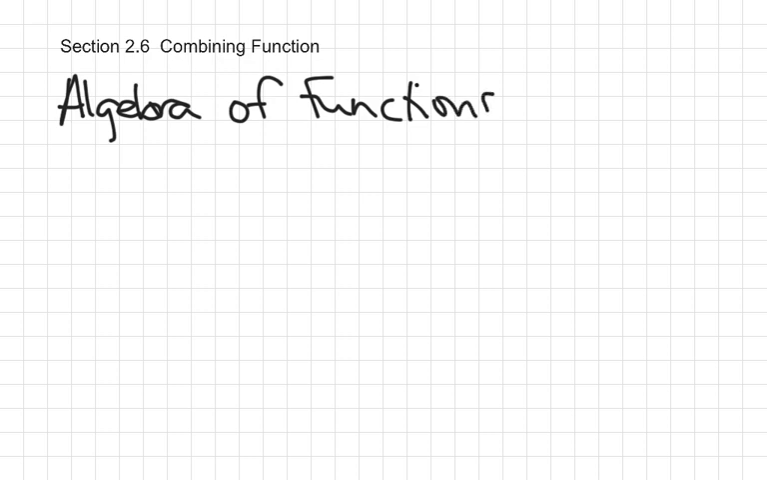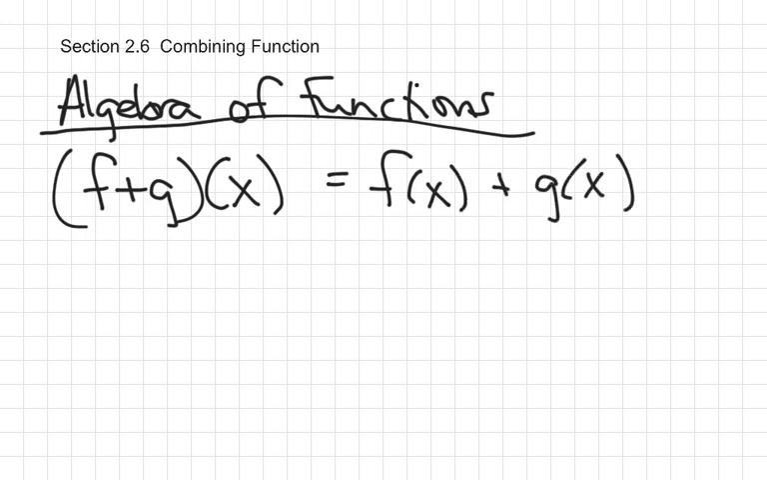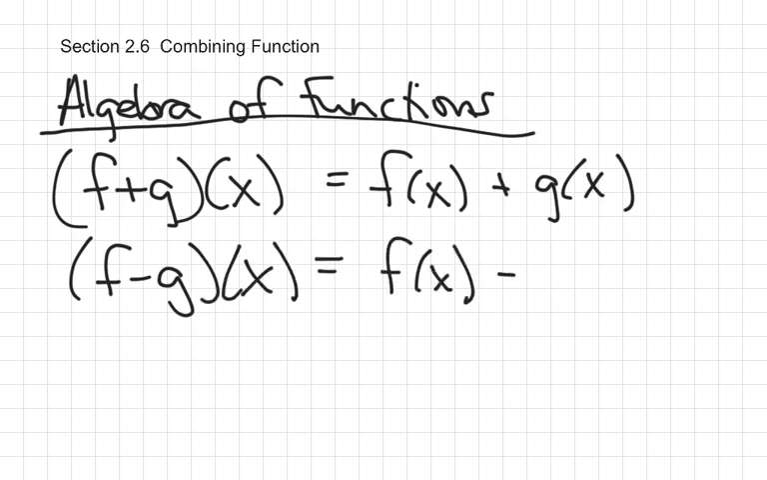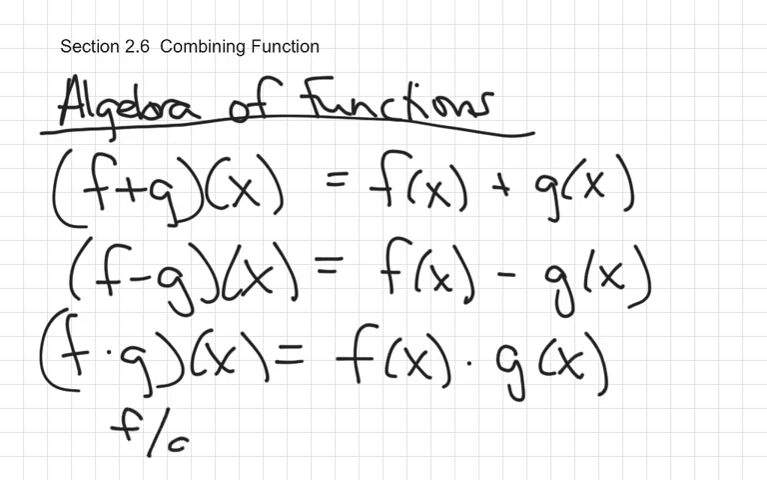When I ask you to add two functions, we will use this notation. It is pronounced f plus g of x. It is the same thing as saying take the function f of x and add it to g of x. This f minus g of x says take f of x and subtract from it g of x, always in the order in which it gives you the functions. F times g of x basically just says multiply the two functions together. And f over g of x says divide them.